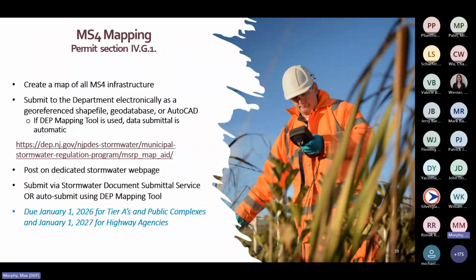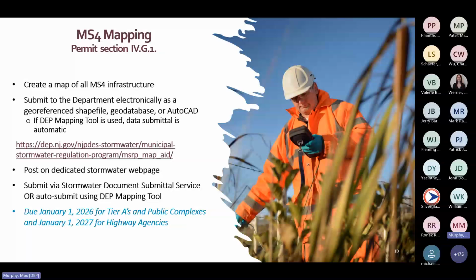Mapping of all stormwater infrastructure is due January 1st, 2026 for TRAs and public complexes and January 1st, 2027 for highway agencies. This means mapping everything that collects or conveys stormwater, including outfalls, groundwater discharge points, interconnections, storm drain inlets, manholes, stormwater conveyance systems, pump stations, and any other stormwater facilities. Permittees are also required to map the property boundaries of maintenance yards and other ancillary operations.